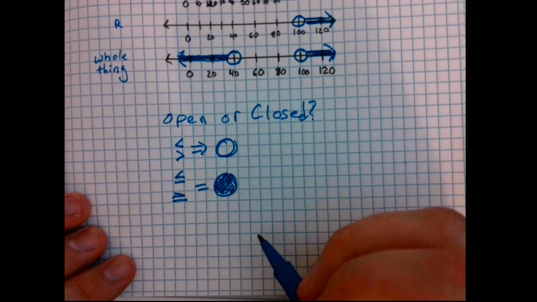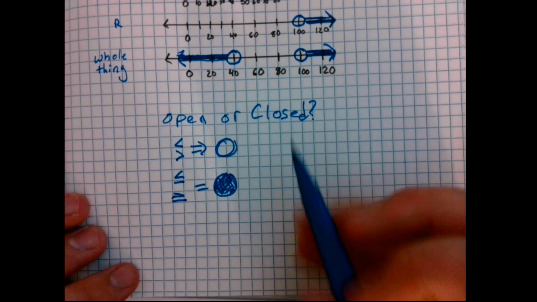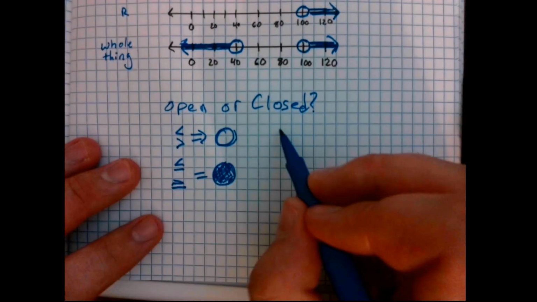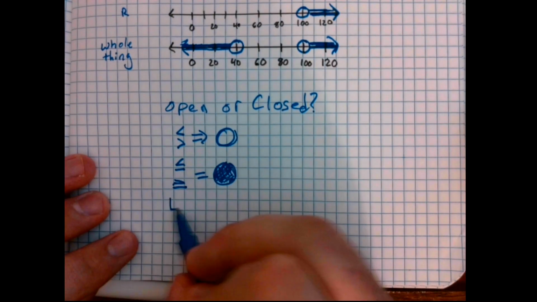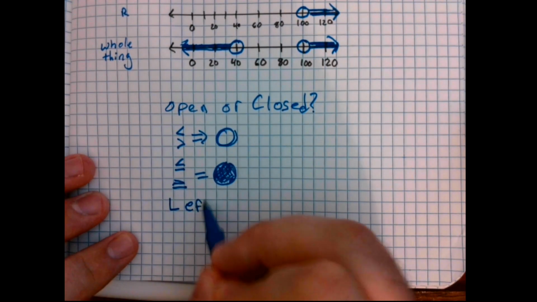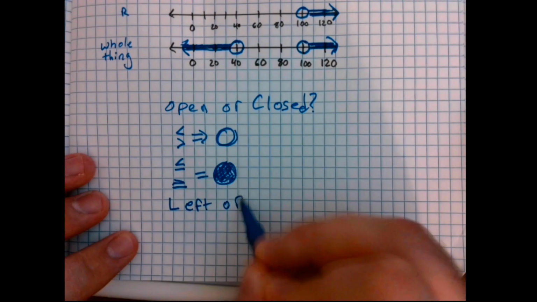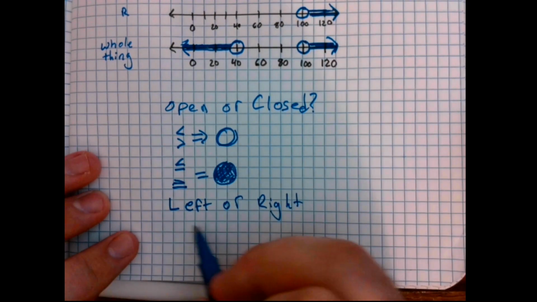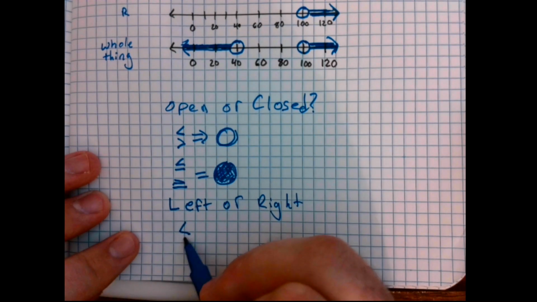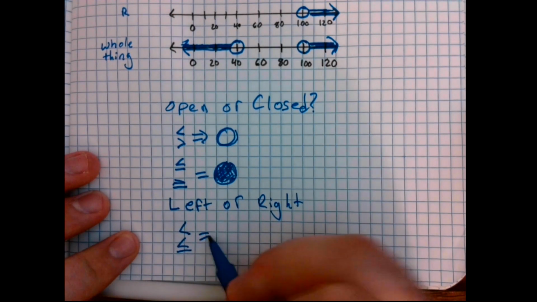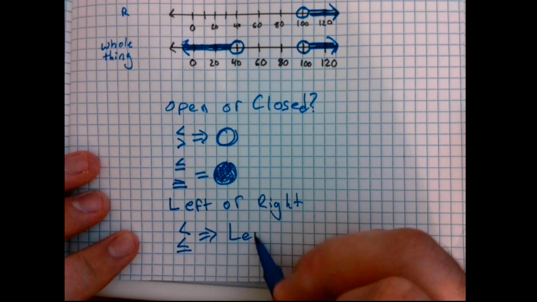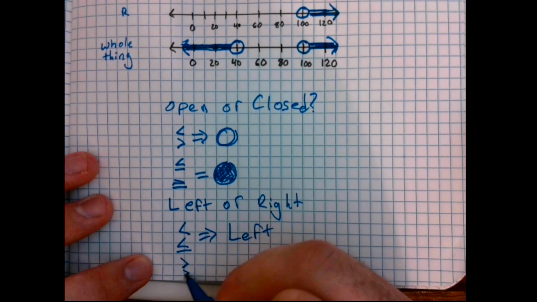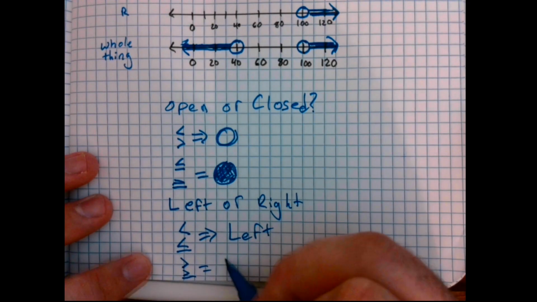Other than that, it's just remembering and or, which was in our vocab, and whether or not you should have an open or closed dot. Remember that we also should have our left or right. If we have less than or less than or equal to, we go to the left. If we have a greater than or greater than or equal to, we're going to the right.